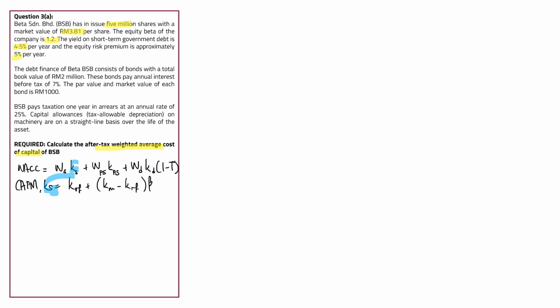And next we see that it starts talking about the debt finance, but debt finance is over here and it's not quite related to what we want to calculate for the cost of equity. So let's start with the CAPM model. KS equals KRF plus (market return minus KRF) times beta.